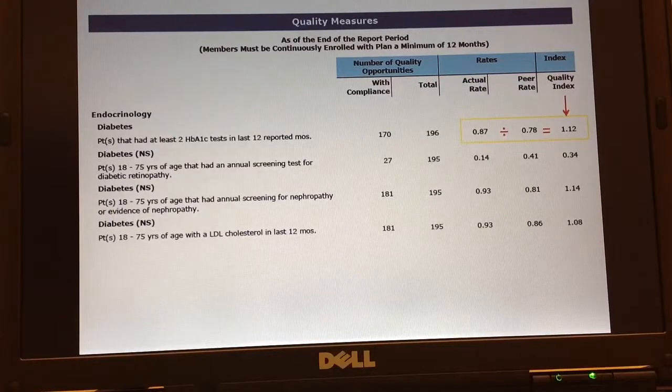The practice group had a quality index of 1.12 for this measure, indicating a 12% better than average compliance compared to the peer group. The aggregation of all the process measures attributed to the practice group comprised the overall quality index displayed in the patterns of care section at the beginning of the report.